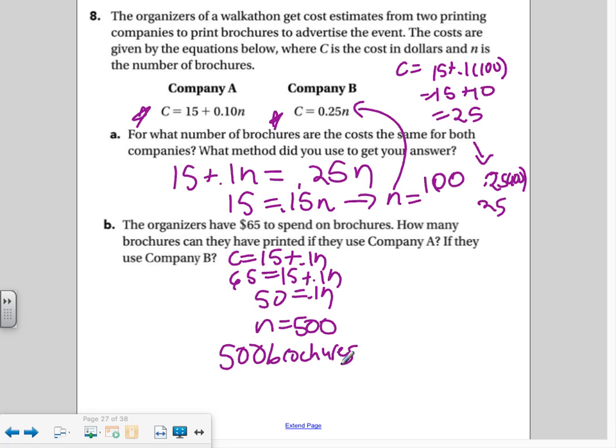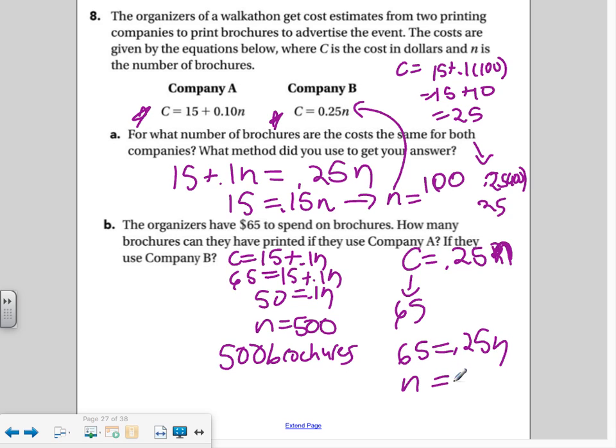For company B, substituting in 65 for C, we get 260. So for $65, company B can only have 260 brochures.